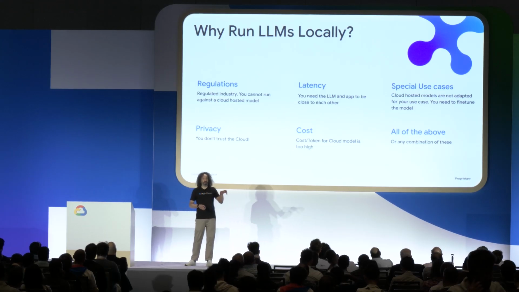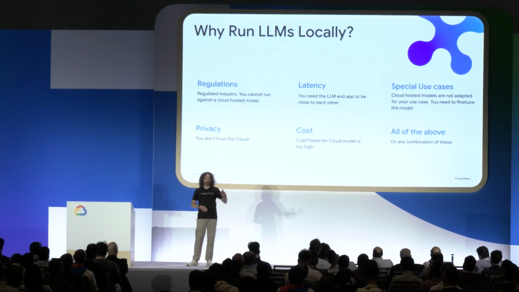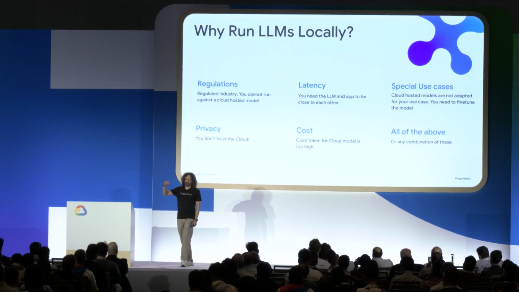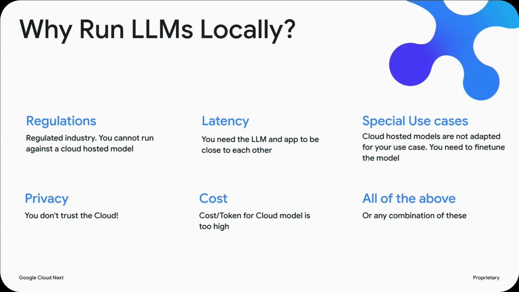So, you maybe want to have the app as close to the user as possible. If you are running an app for American-based users, you don't necessarily want it talking to a large language model endpoint in Europe, right? Special use cases: sometimes the model itself doesn't fit the use case that you need. And most cloud-hosted models like Gemini, you cannot actually fine-tune. So you might need to take a foundational model, fine-tune it to your specific use case, and then use it.